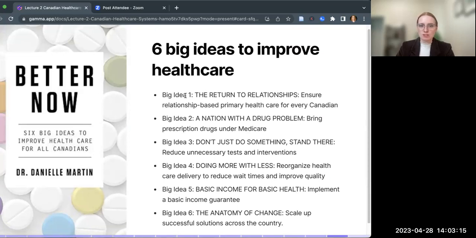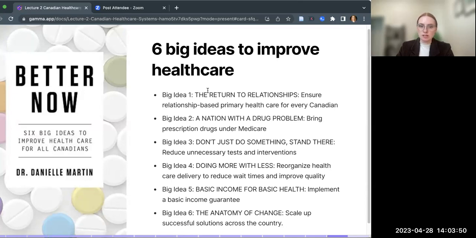The big idea number one is to return to relationships, so ensure that Canadians have relationship-based primary care. That will help with care coordination, continuity, and comprehensiveness. Understanding that there's some level of relationship, especially in primary care, rather than one-offs, which work too in some situations. But especially with more complex patients with complex care needs, having that continuous relationship with a primary healthcare provider is really essential.